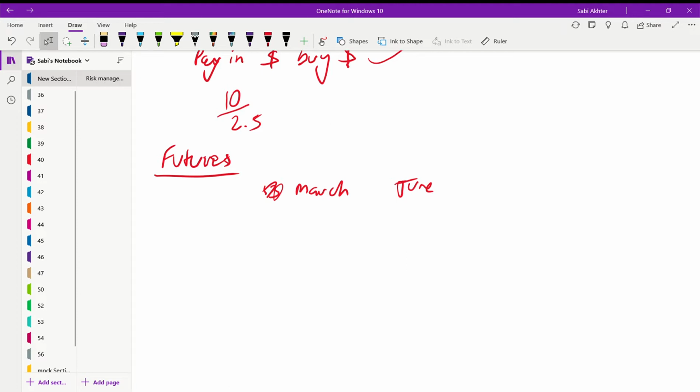Depends on your hedging. Let's say you have to hedge from 1st of Jan to 1st of March. That means Jan, Feb, 2 months only. You need to hedge for 2 months. Which future are you going to take? You can take March also, you can take June also. But June is more far away from March. You can take March. It is the closest, because futures always expire. We assume it expires at the end of the month. March means 31st March it will expire. So we can take the March future.